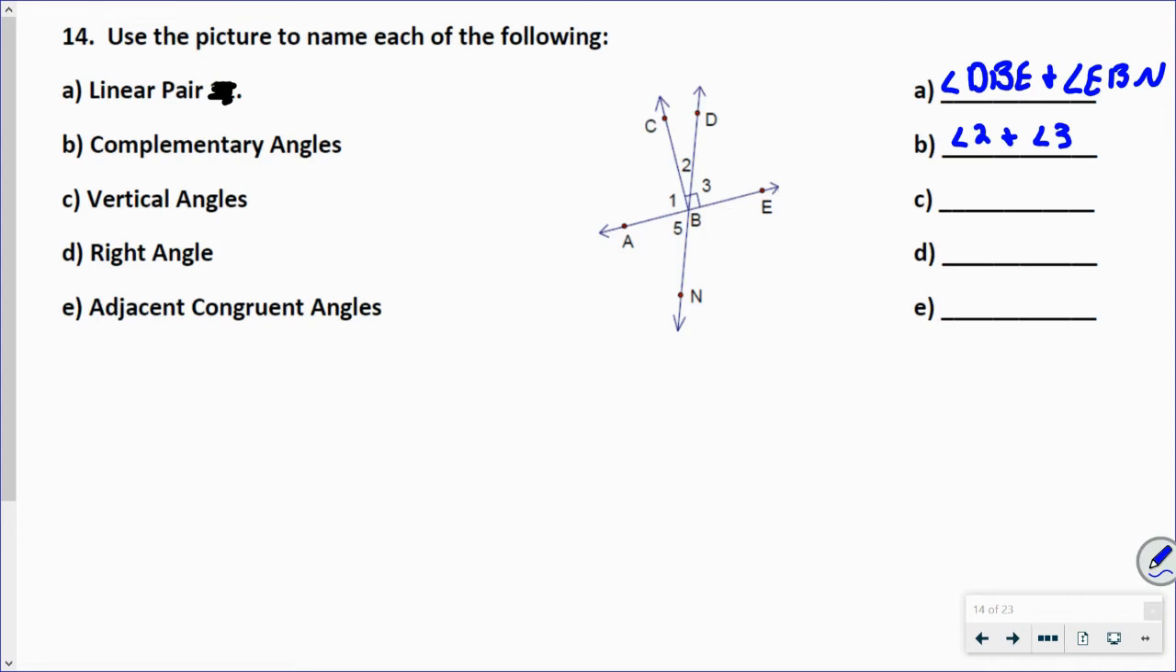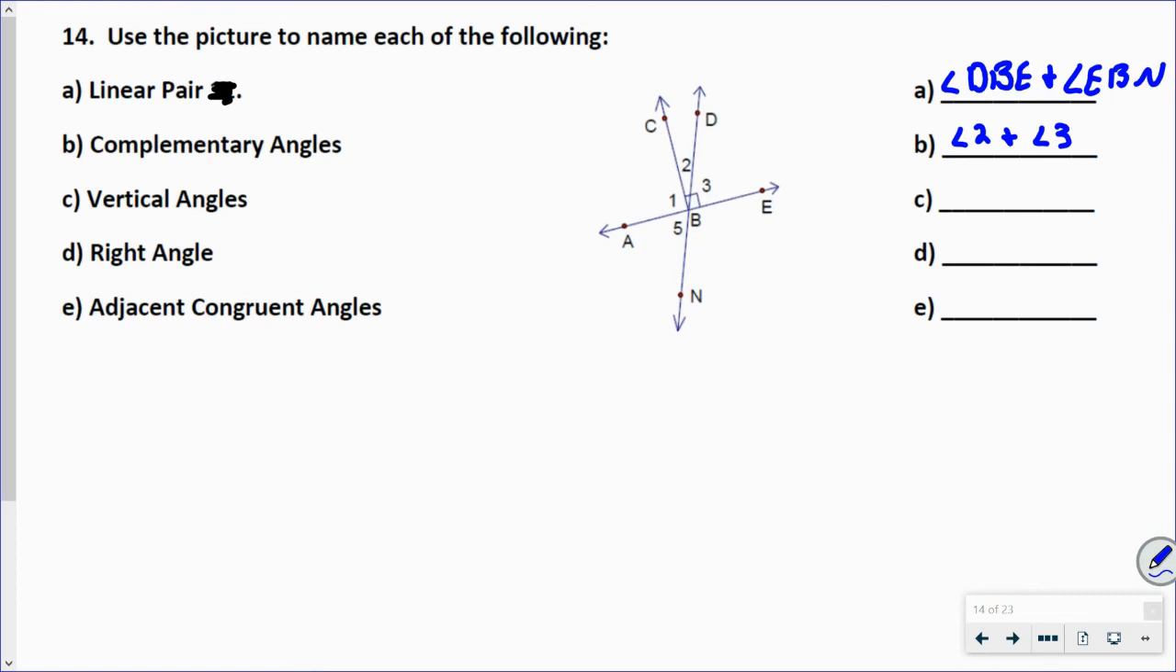I don't want you to say angle B, okay? Because at the vertex of B, there are 1, 2, 3, 4, 5 different angles. So if you just say B, I have no idea what you're talking about. You can use the numbers, though, because each angle has a different number, or the three letters.